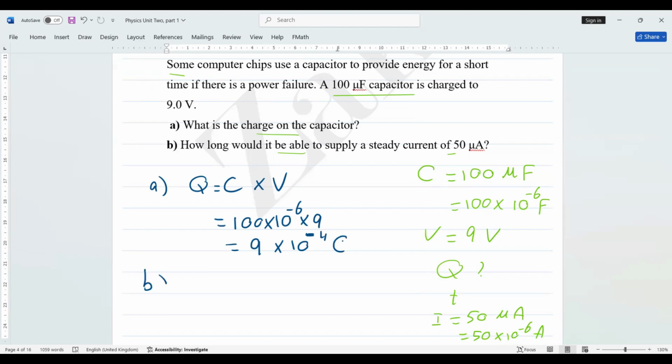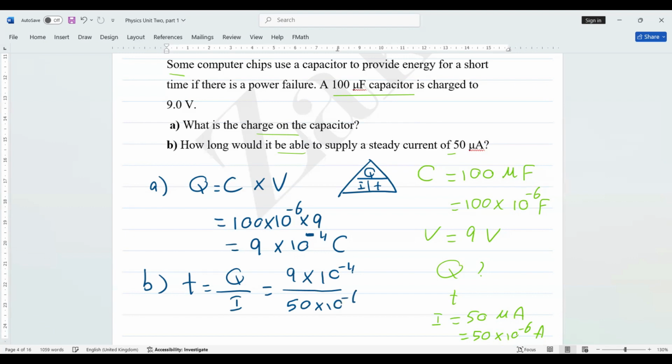How long? We need the time. Now, which formula for the time? Q equals I times T. This is from unit 1. Then the time equals Q over I. Q is the charge in coulomb. The charge is 9 multiply 10 to the power negative 4. I is the current in ampere, 50 multiply 10 to the power negative 6.